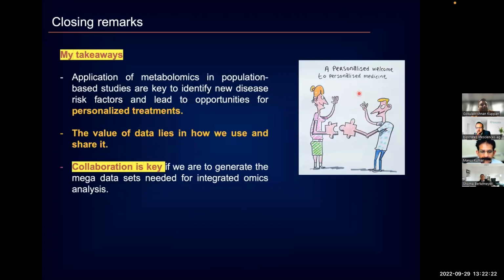So my takeaways: the application of metabolomics in population-based studies is key to identifying new disease risk factors and leads to opportunities for personalized treatments. The value of data lies in how we can use and share it. And collaboration is the key, where we can generate the mega datasets needed for integrated omic analysis.